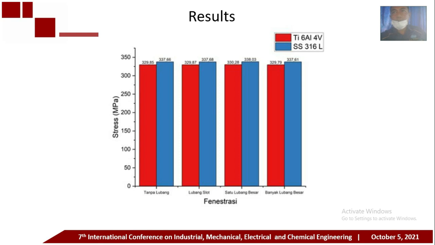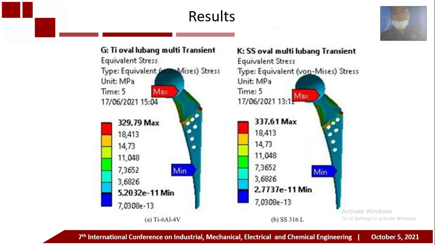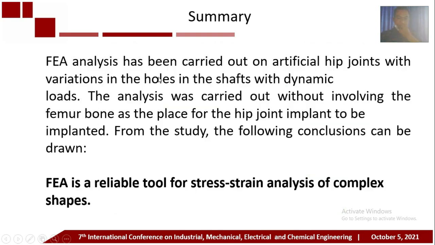And the contour plot of the stress distribution on the artificial hip joint with many holes has the most optimal maximum stress value for both the TI material and SS material. This figure shows the contour of TI material compared to SS material. The maximum stress occurs in this area. The maximum stress on TI material and this is the maximum stress of SS material.